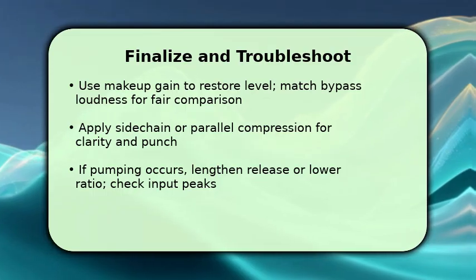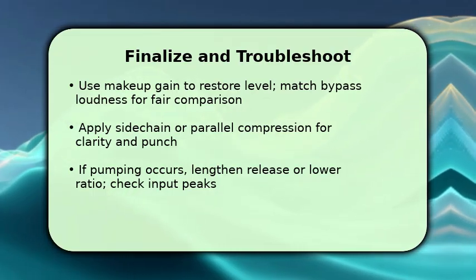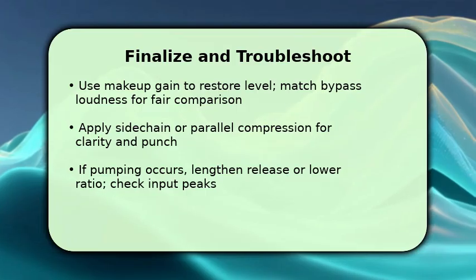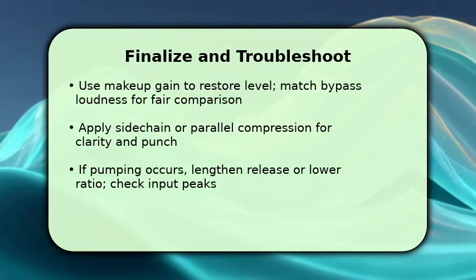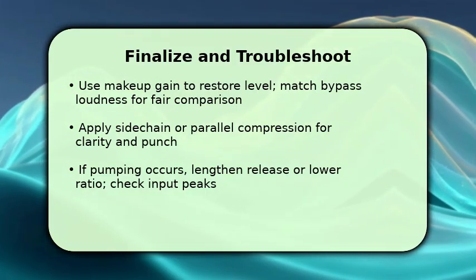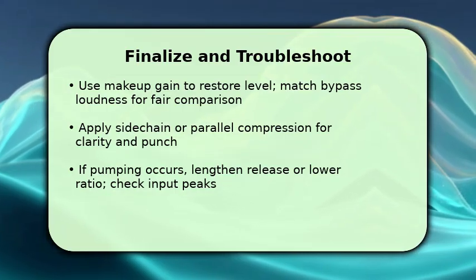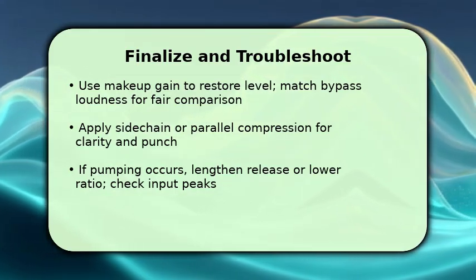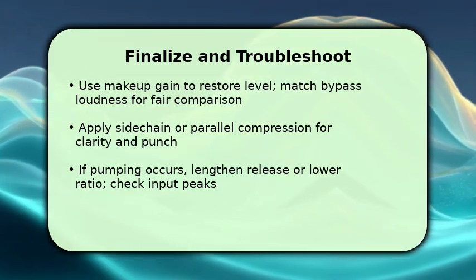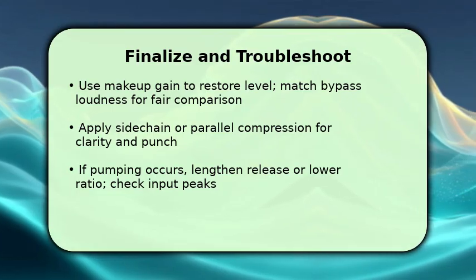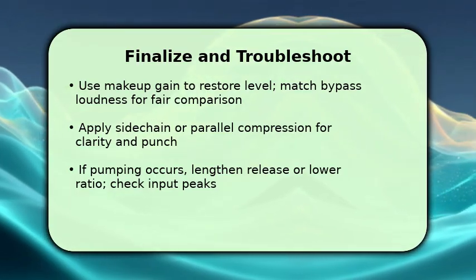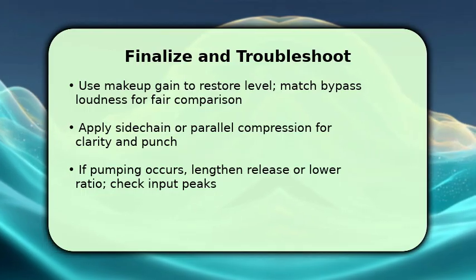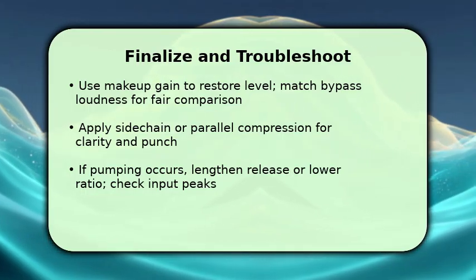Use parallel compression or sidechain if you need attack clarity with sustained body, because these techniques preserve transients while increasing perceived loudness. If you hear unwanted pumping or breathing, lengthen the release or reduce ratio and check for input peaks that re-trigger compression. Finally, automate threshold or makeup gain where needed so the processing serves the song across sections.